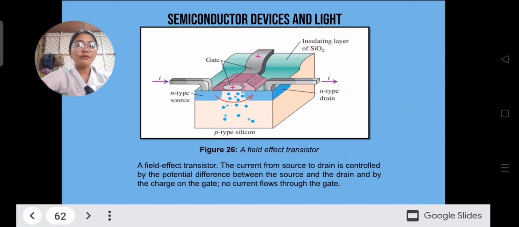So we have here in figure 26 p-type silicon with an insulating layer of silicon dioxide, the gate, an n-type source, and an n-type drain. The current from source to drain is controlled by the potential difference between the source and the drain, by the charge on the gate, and no current flows through the gate.